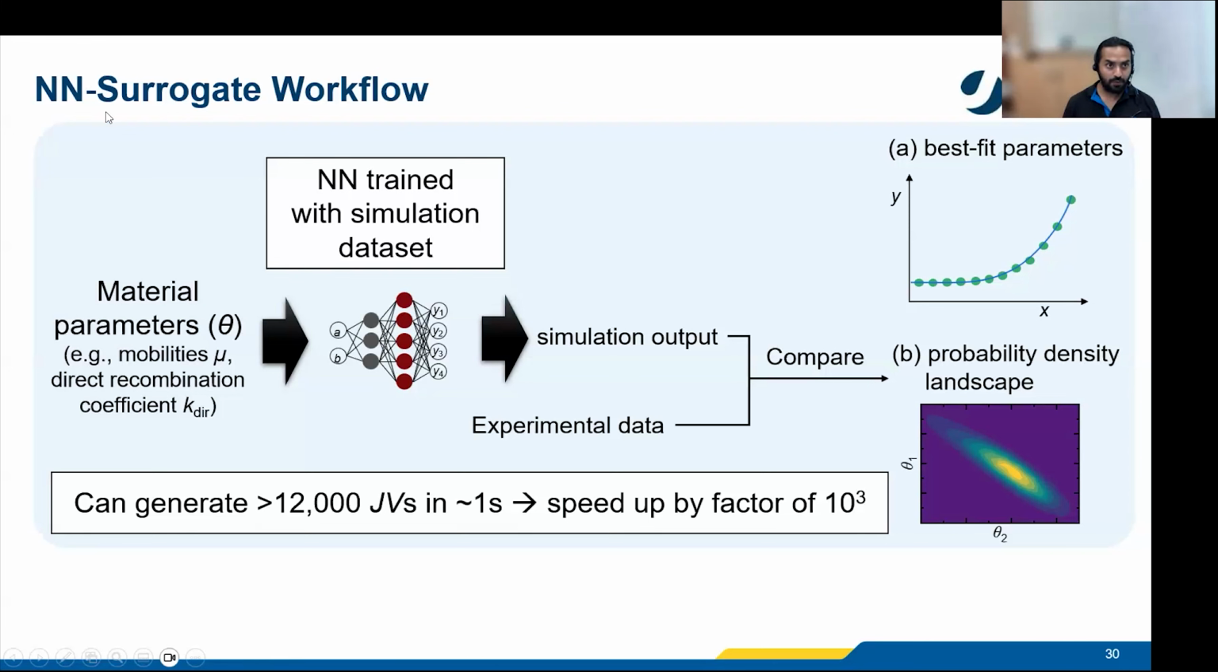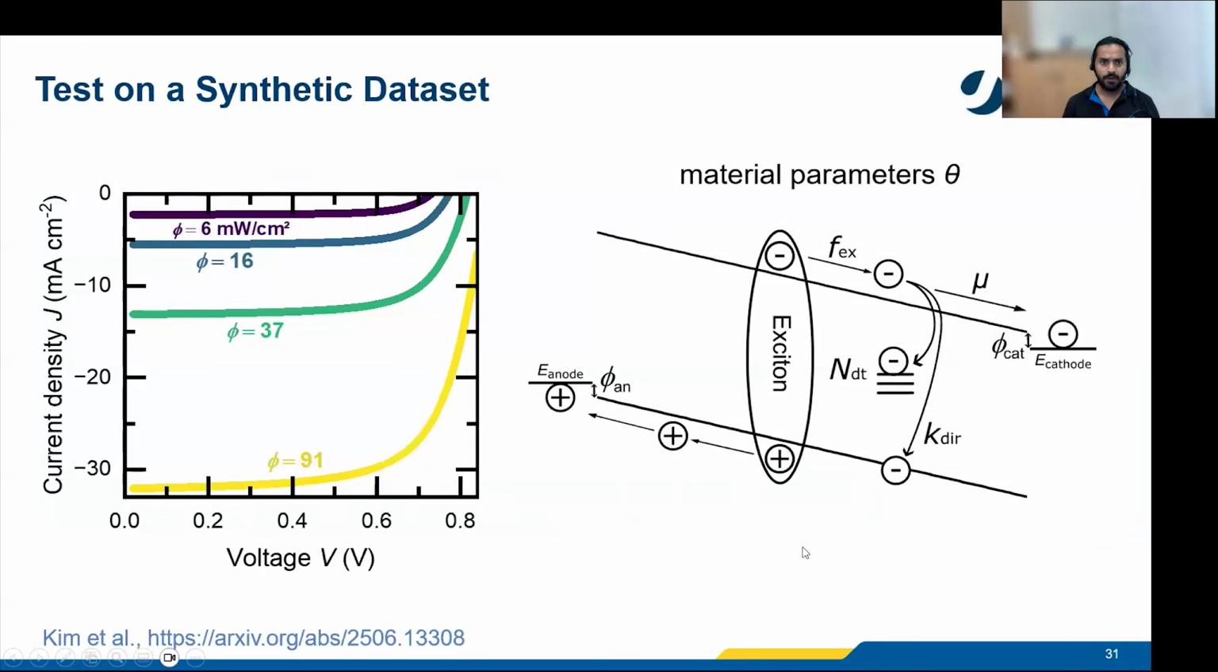And the advantage of this neural network workflow is that it's much faster than a typical simulator for the JV curve. So you can see it can generate more than 12,000 JVs in approximately a second. So this is a good way to speed up your workflow.